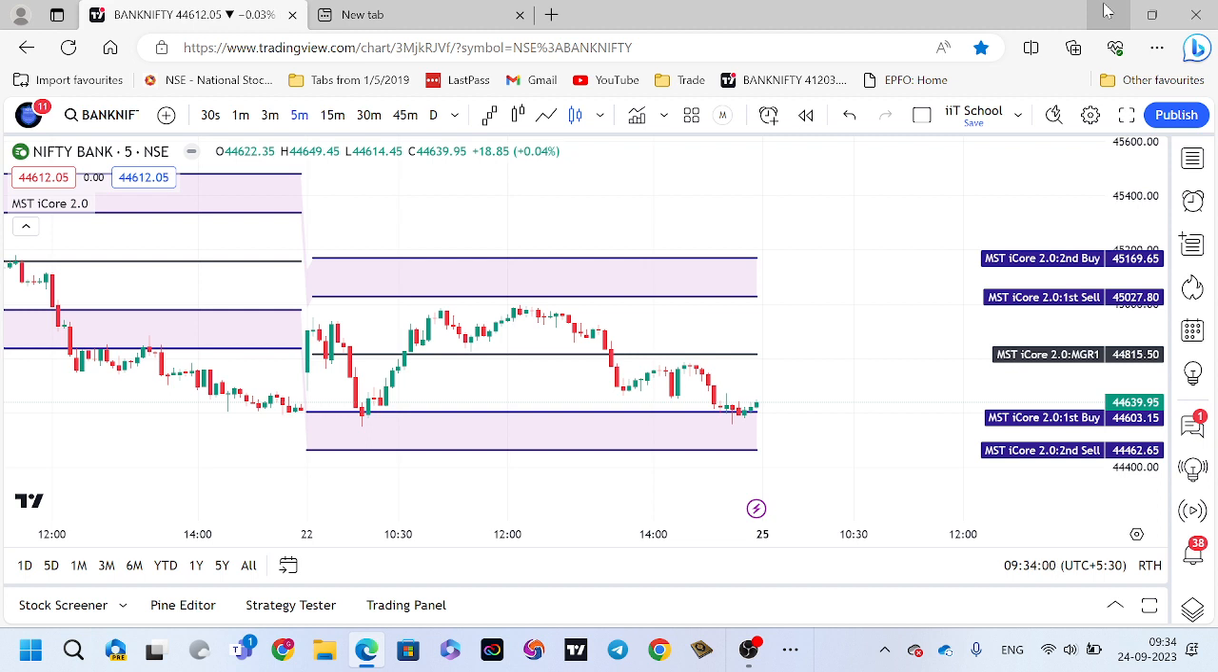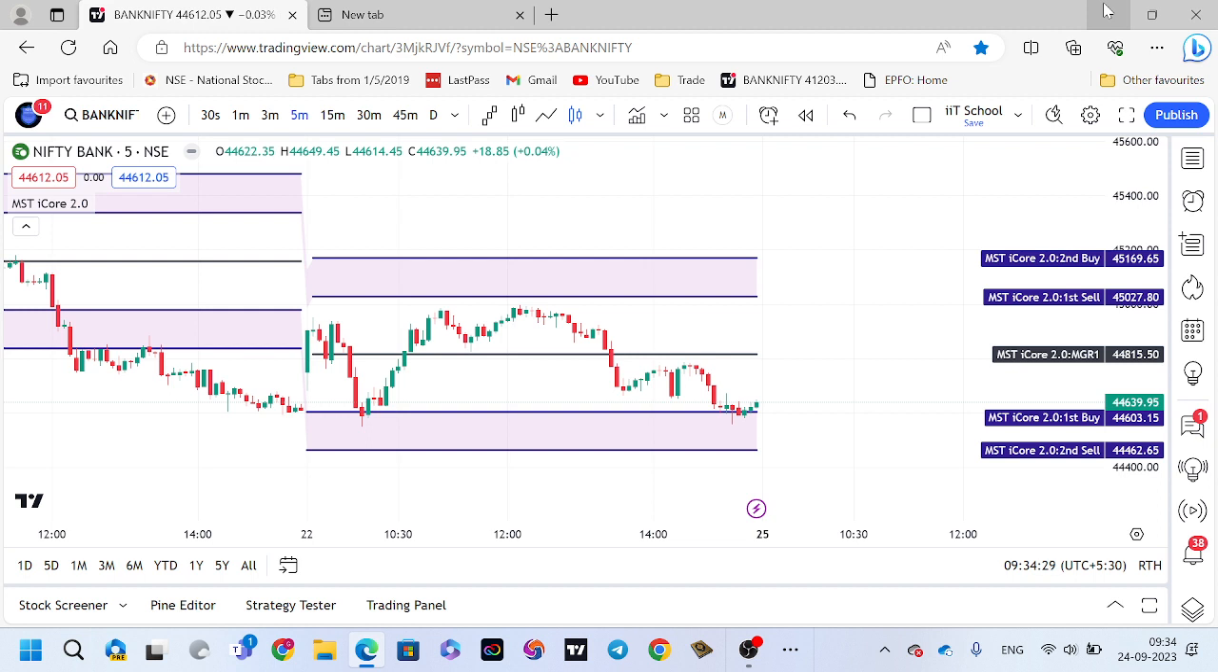It is very simple, only 3 to 4 steps are there. The first step, you have to open one free TradingView account. That TradingView account you can use just by using your email ID and mobile number. Mobile number is optional. Secondly, you have to subscribe to our MST iCore 2.0 indicator. This is the second thing.